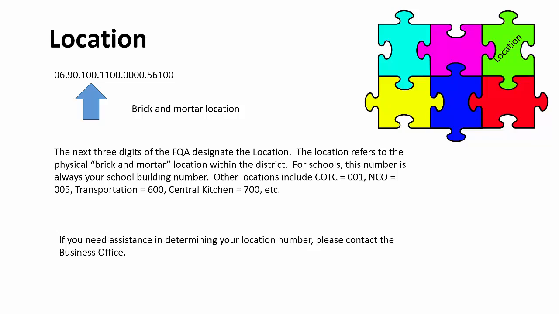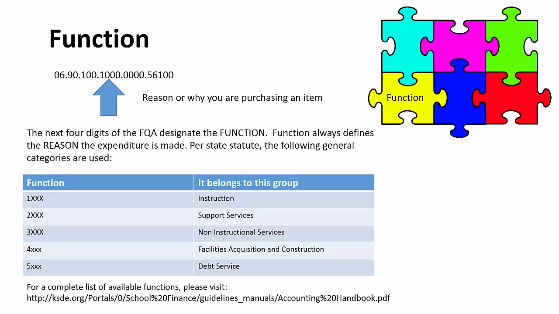The third section of the account number is location. Location represents an actual brick and mortar location within the district. For schools, this number is always your school building number. Other locations within the district might include Central Office and Training Center, which is 001, North Central Office, which is 005, Transportation, which is 600, Central Kitchen, which is 700, etc. And once again, if you need assistance in determining your location number, please contact the business office.